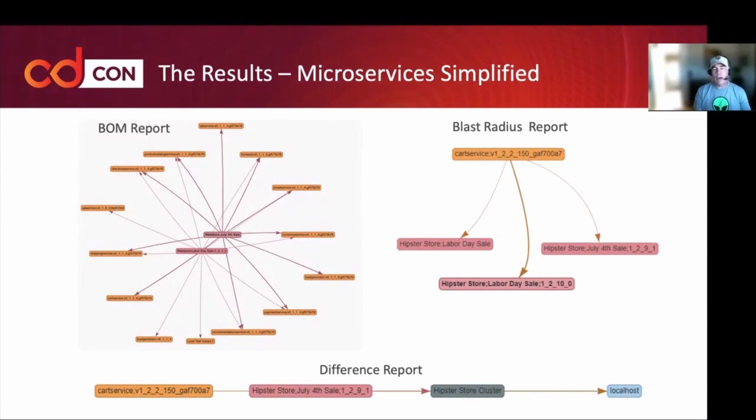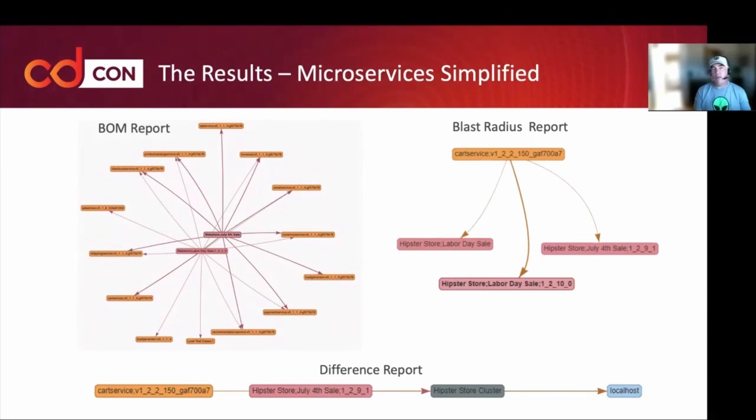And finally, at the bottom, we have the difference report. Like I said, Ortelius can do deployments, and it can do them in an incremental fashion. In this case, when we deployed our new version of our application, we just ended up deploying the new version of the cart service. All the other microservices out there were the same.